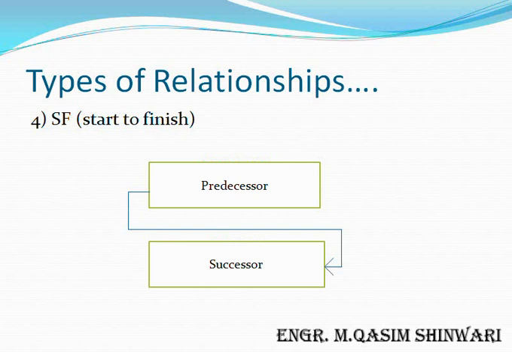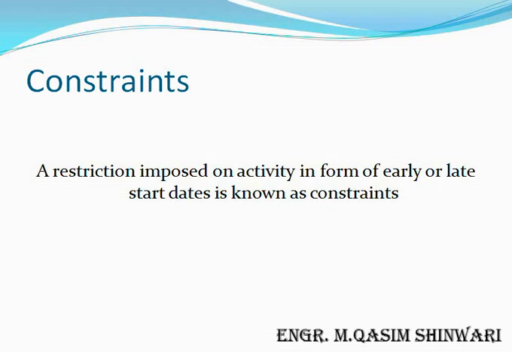One more thing here we will do is constraints. What are constraints? A constraint is actually a restriction imposed on an activity in the form of early or late start dates. For example, if we cannot start a specific task before a specific date, then we have to apply a constraint. How we will do this, you will learn in this tutorial.